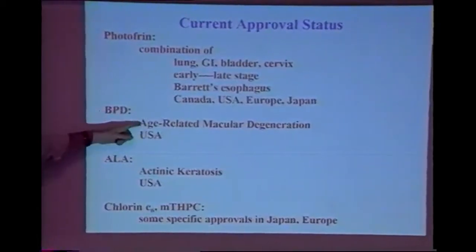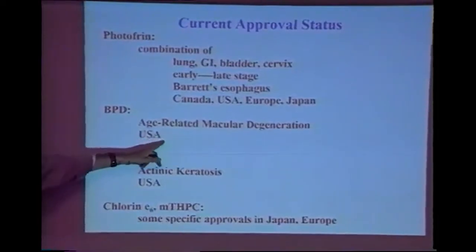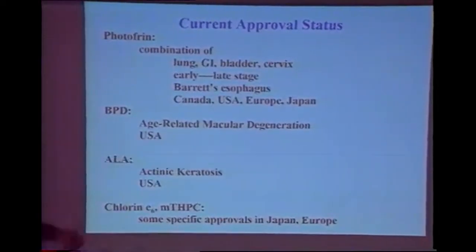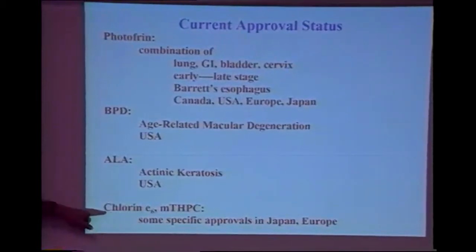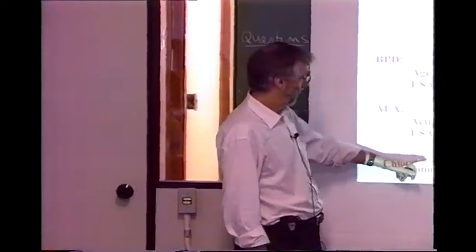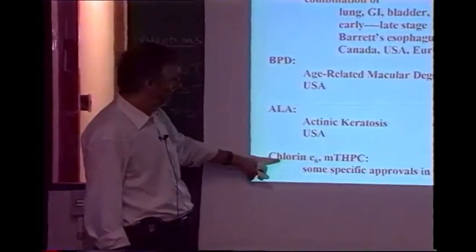BPE is approved for age-related macular degeneration. Actually, this should now include other countries also. It's approved in Europe, in Canada, and in many countries in the world. Torin E6 was a drug that originally came out of Japan, and it has an approval in Japan. Currently the drug is being used by the company in Seattle.